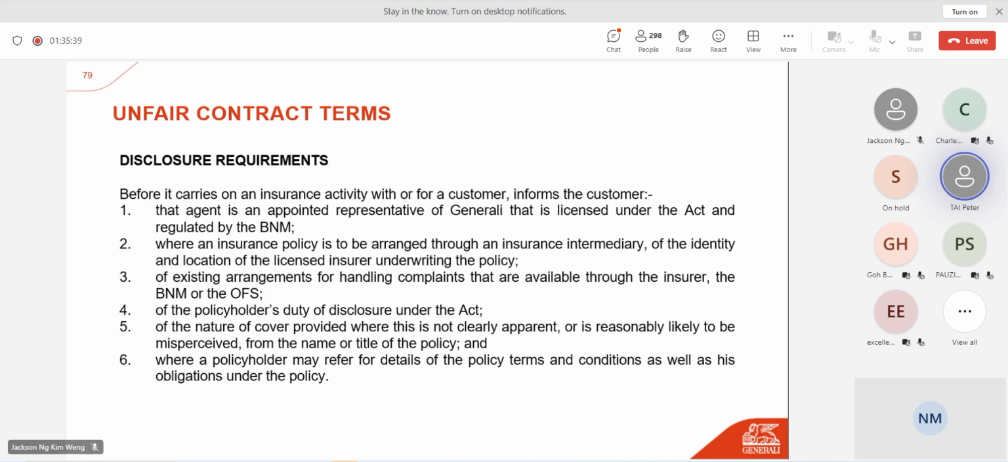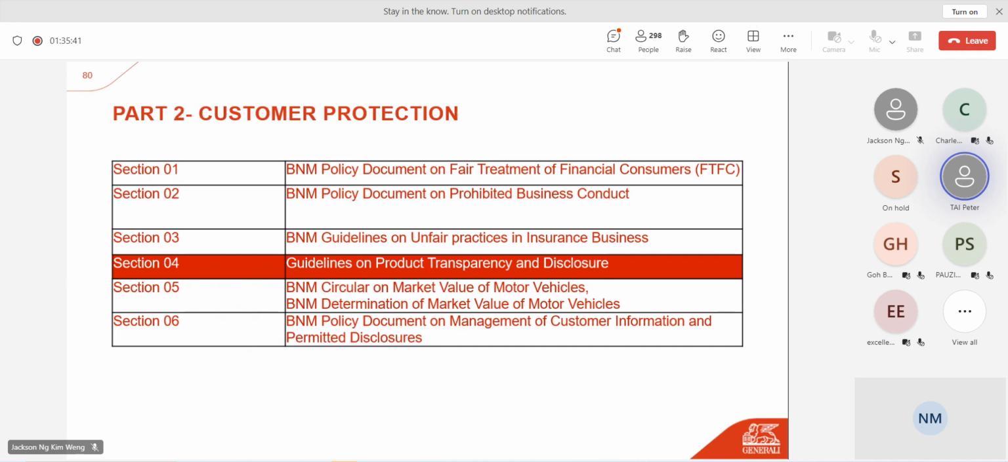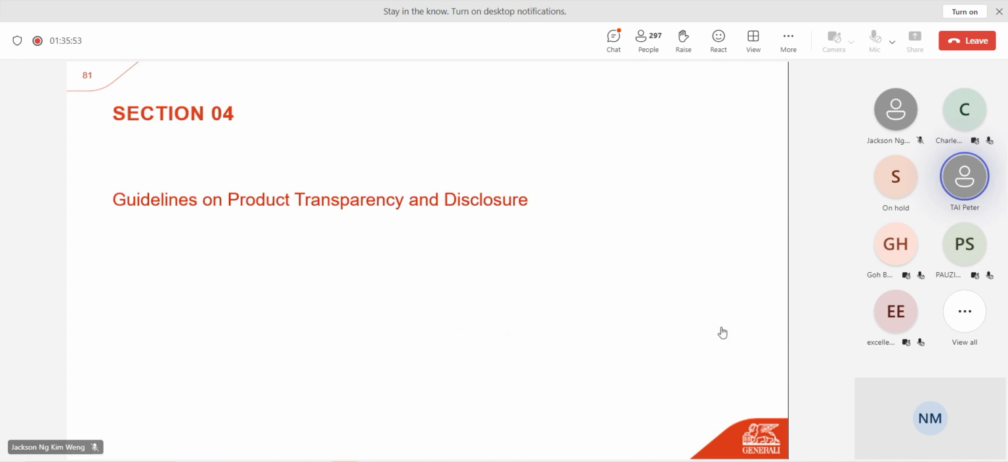Next. Now we come to slide 80, the guideline on product transparency and disclosure. We will take a 10-minute break so that we come back at 12:20 to continue our last segment. The last segment is going to be a bit short. Don't worry, because it's only about 30 slides. We will come back at 12:20. Thank you so much.